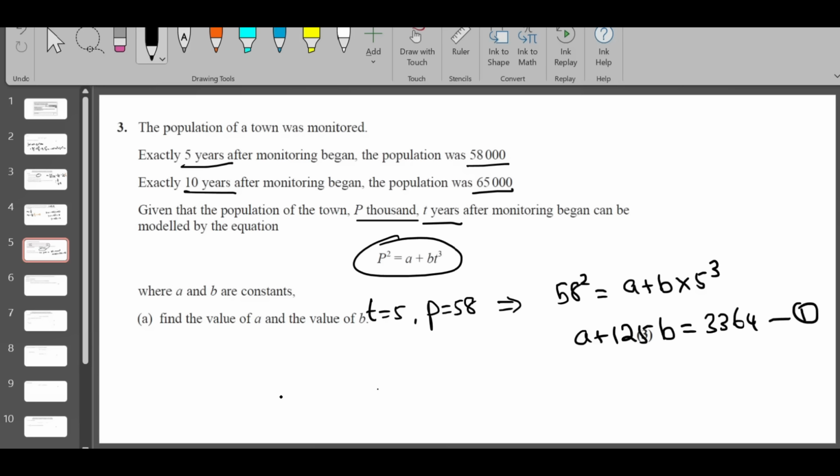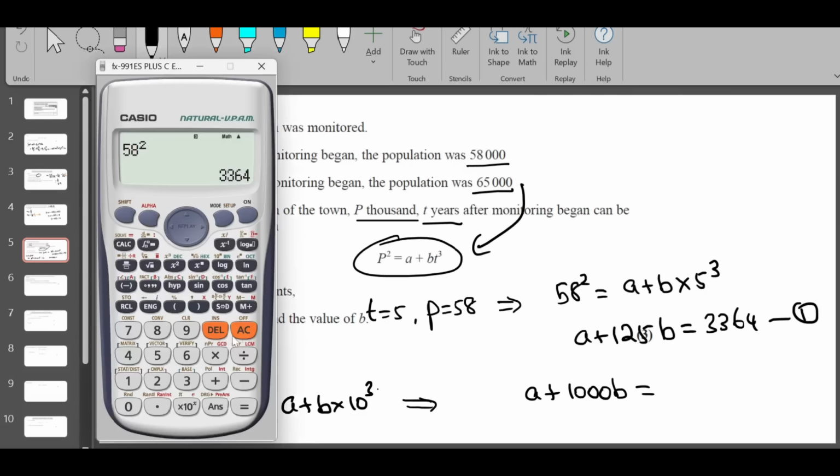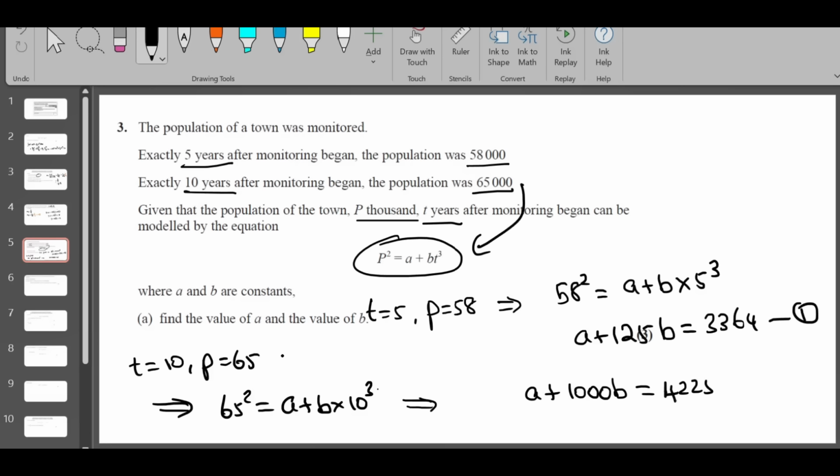And then sub in the second condition. Replace T by 10 now, P by 65. You will get P squared is A plus B times 10 cubed. You get A plus 1000B is equal to 65 squared, that's 4225. That's equation number 2.